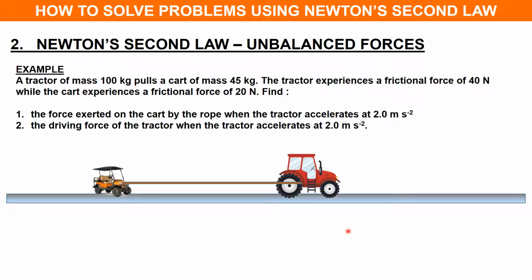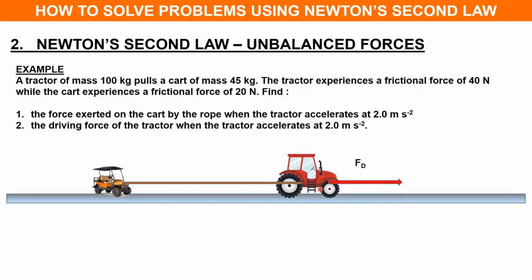So we have got a tractor here pulling a cart. There's a rope connecting them. And so of course you have to put in the forces. So the second step is to indicate the forces acting on each of the bodies. So we start off with the tractor. We look at the forces acting on the tractor.